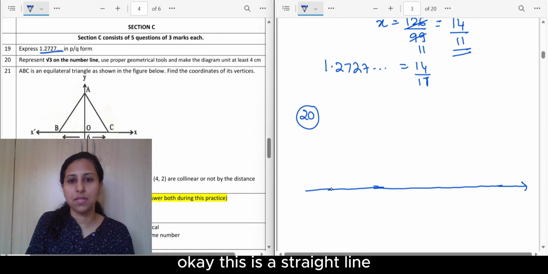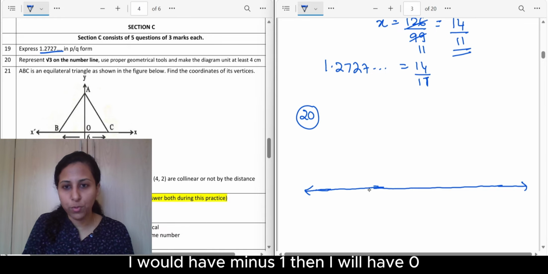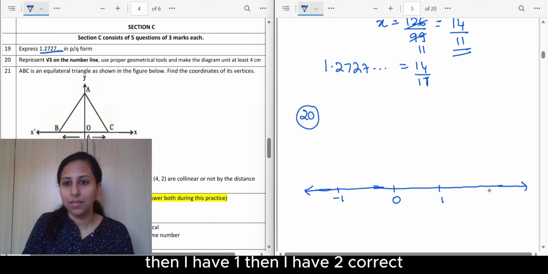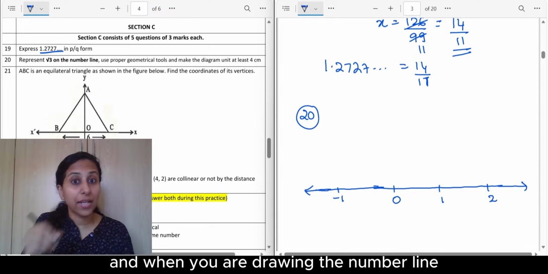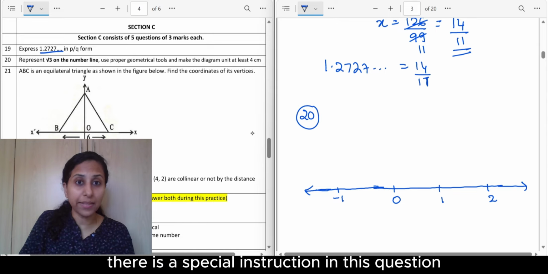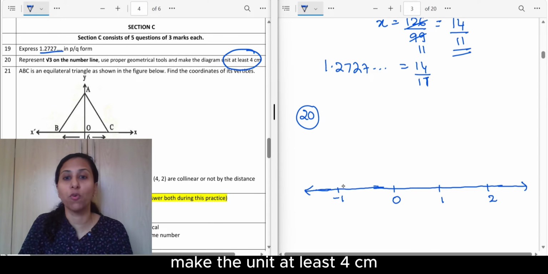Okay, this is a straight line. I would have -1, then I will have 0, then I have 1, then I have 2. Correct? This is a number line. And when you are drawing the number line, there is a special instruction in this question. Make the unit at least 4 centimeters.